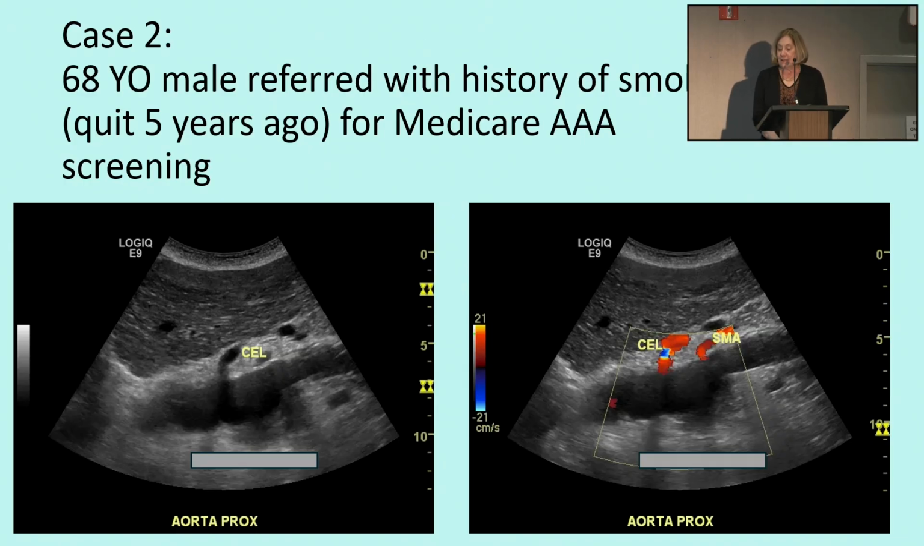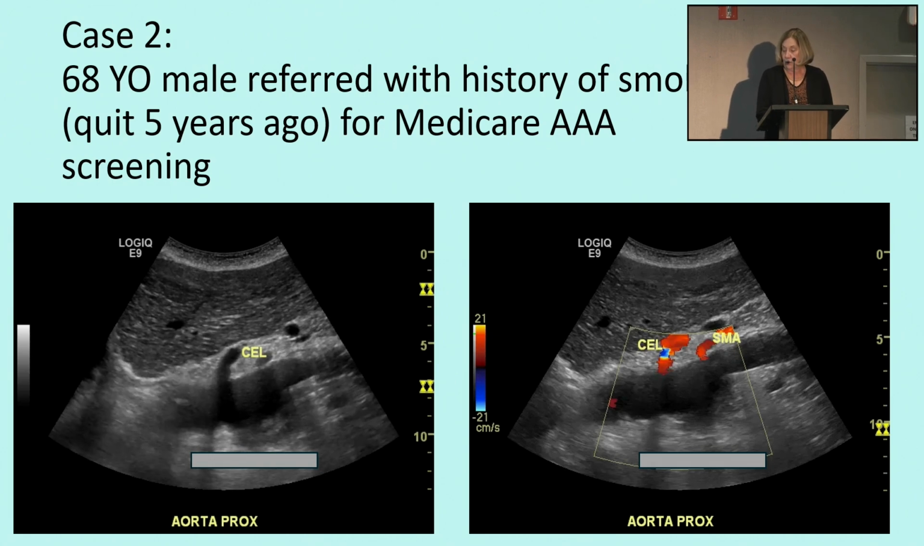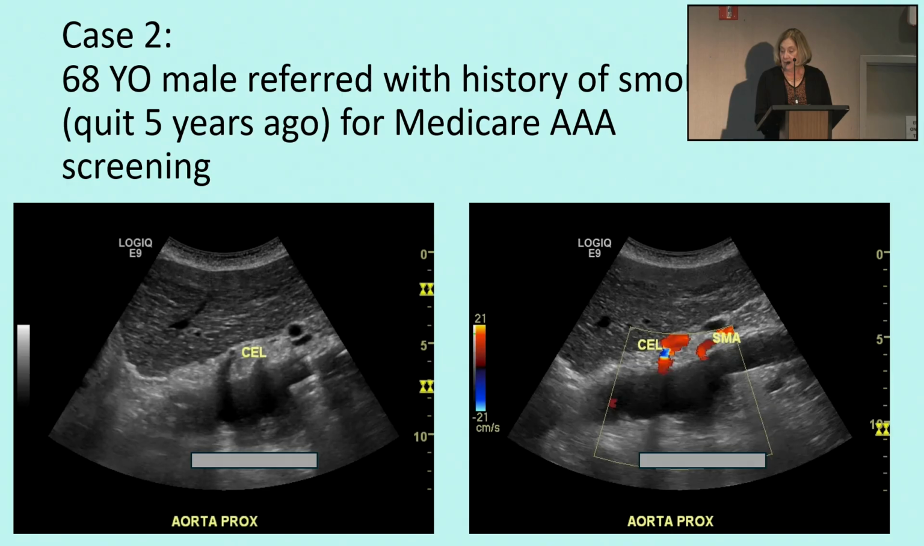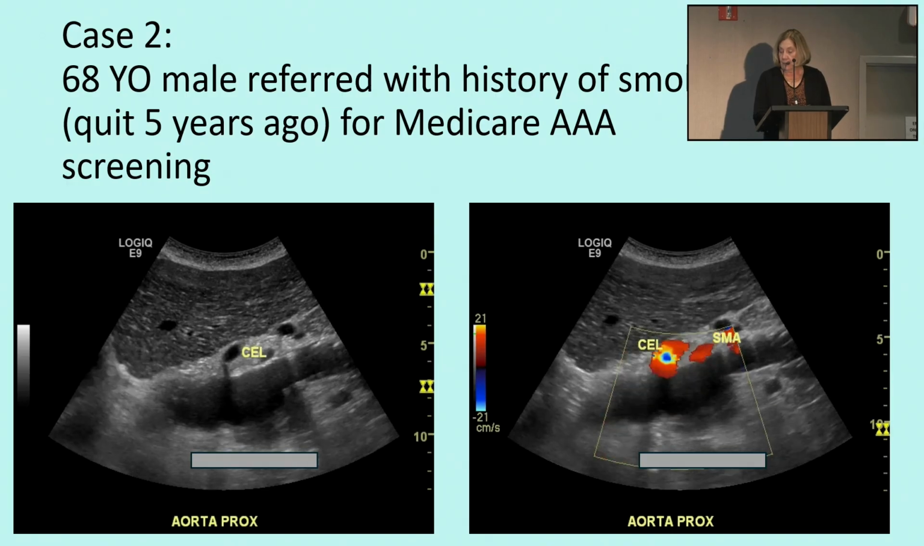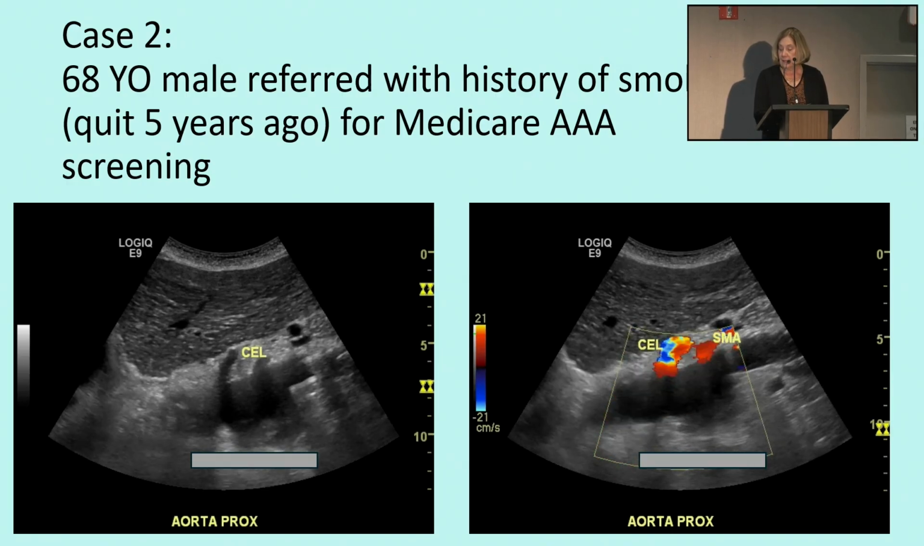Here's another one. This is a 68-year-old male referred with a history of smoking. He'd quit 5 years ago, and he comes in for his Medicare screening. No symptoms, nothing, just age and time to do this. The B-mode image is on your left, I always get that mixed up, I have to actually turn. And then the color image on the right. There's a video of the B-mode, and here's a video of the color. We see a nice, straight laminar flow in the color image.